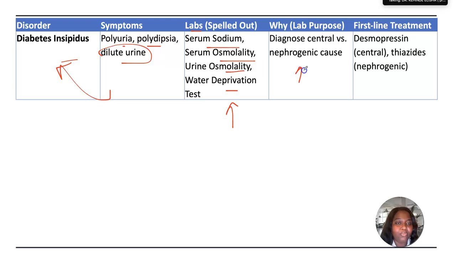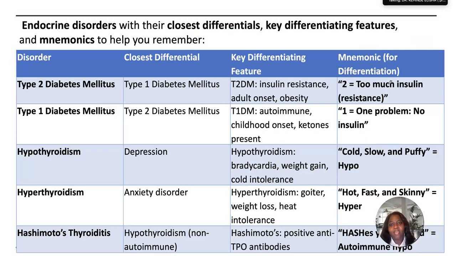So why do we need it? Of course, to make sure that we're not mixing up central and nephrogenic together. So we need to see what the cause is and treat the cause. If we do establish that this is in fact diabetes insipidus, what do we need to treat it with? Desmopressin, thiazide. These are things we're going to use, again, depending on the cause. If it's central diabetes insipidus, you use desmopressin. If it's nephrogenic diabetes insipidus, you use thiazides. All right? And that is pretty much it.